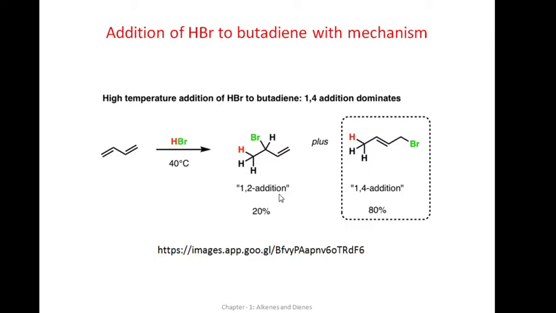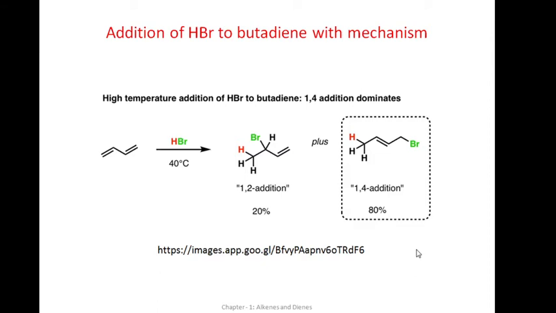But to our surprise, we have seen that along with 1,2 addition, we are going to have 1,4 addition. So what happened here? We had one H add here and another Br add here. See, H has added here and Br has added here. So when we number this 1, 2, 3, 4, we have seen addition across the 1 and 4 carbon atoms. Therefore, it is called 1,4 addition. And we can notice here 1,4 addition is the major product, whereas 1,2 addition is the minor product.